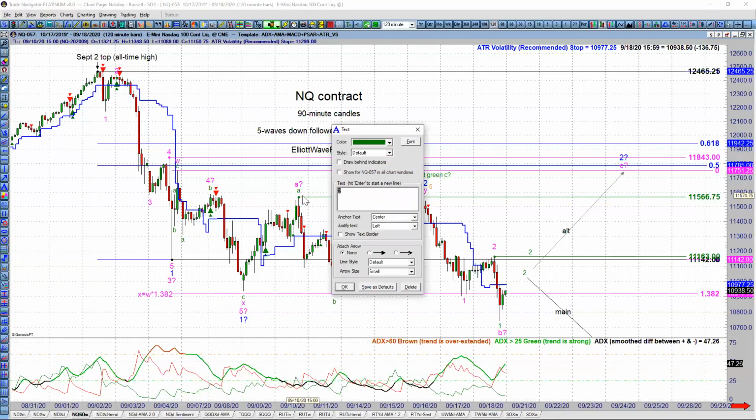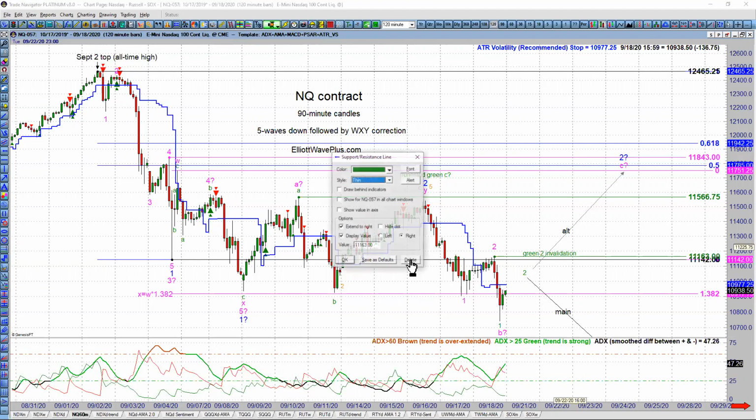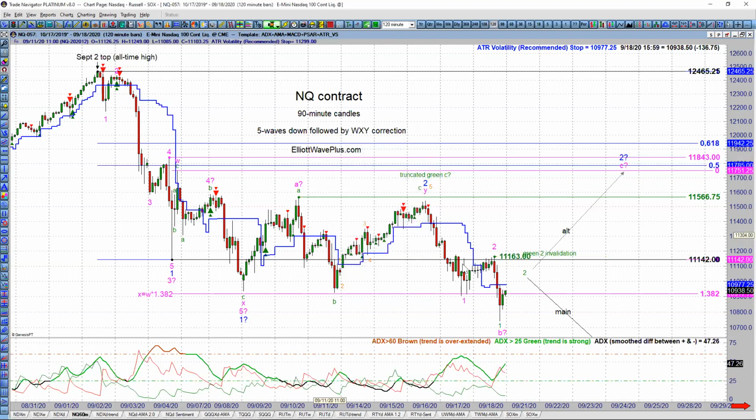So any movement above, let me get this where we can read it, 11,163. Any movement above 11,163, and we could easily not be finished with the wave 2 yet.